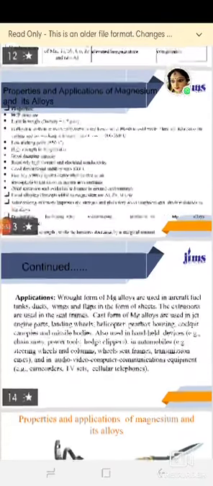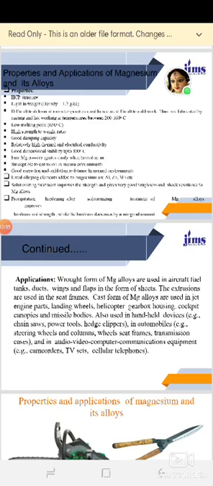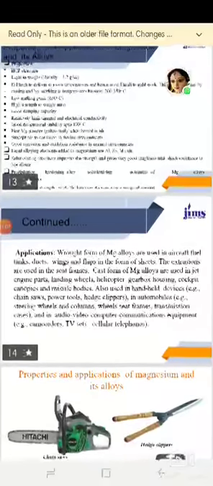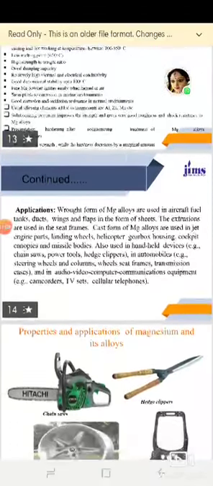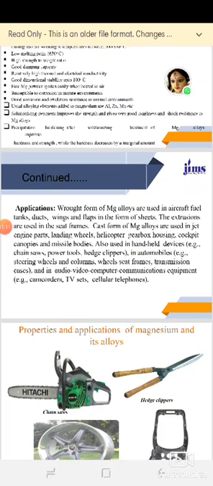Next is properties and application of magnesium and its alloy. Its properties: HCP structure, light in weight, low melting point 650 degrees centigrade, high strength to weight ratio, good damping capacity, relatively high thermal conductivity, good dimensional stability up to 100 degrees centigrade. Precipitation hardening after solution treatment of magnesium alloy improves hardening and strength, while the ductility decreases by a marginal amount.